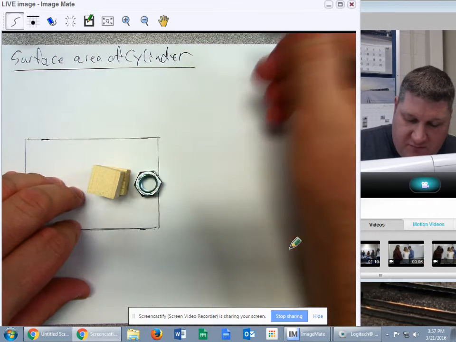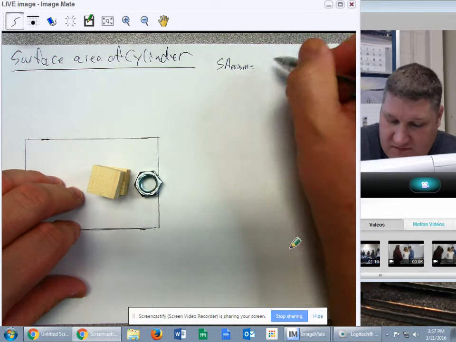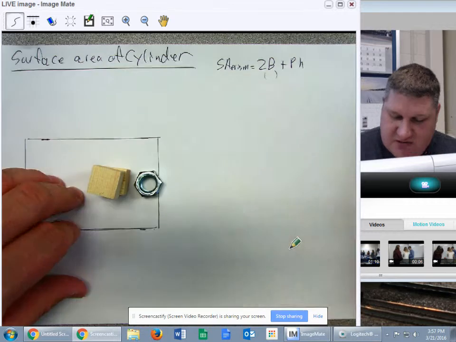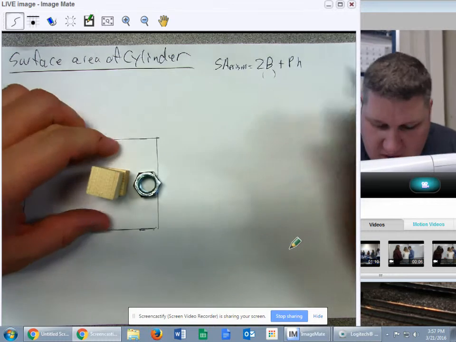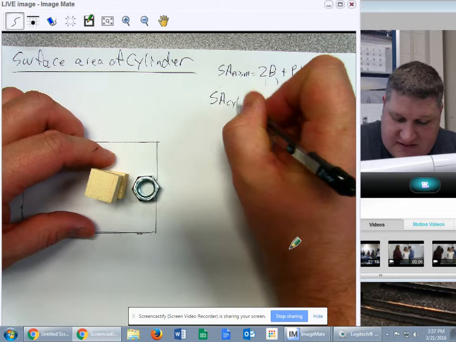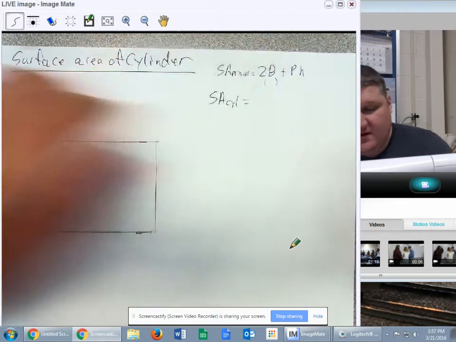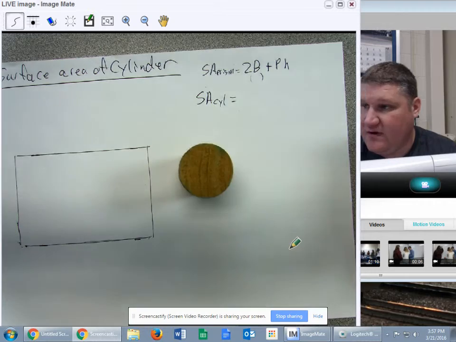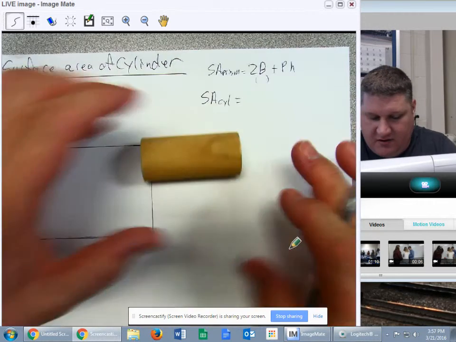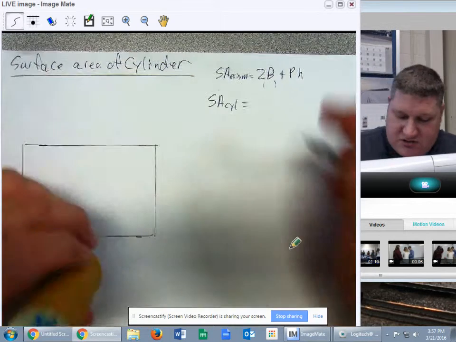The surface area of a prism is 2B plus PH, and the B changes based on whatever the base is. Well, we're going to basically take this idea and find surface area of a cylinder. Now, the interesting thing about the surface area of a cylinder is that a cylinder has a round top and it has a round bottom. They are still parallel and they are still congruent, but they are circles nonetheless.